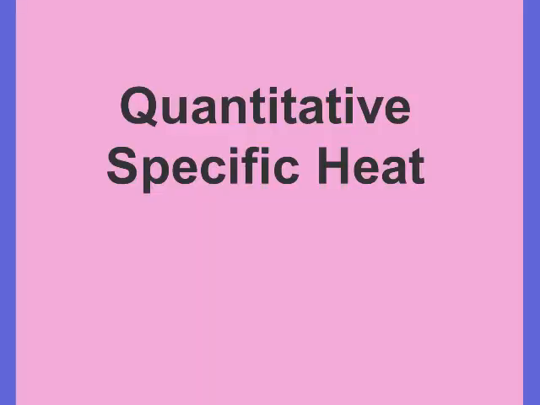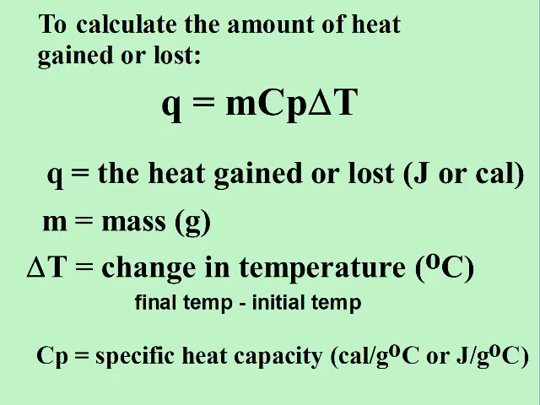So today we're going to be talking about specific heat again, but this time quantitatively. So we're going to be using our equation Q equals mCp delta T. Remember that Q was the amount of heat gained or lost, and that's always going to be joules or calories or kilojoules. It's only going to have one unit though. That unit is a unit of heat.